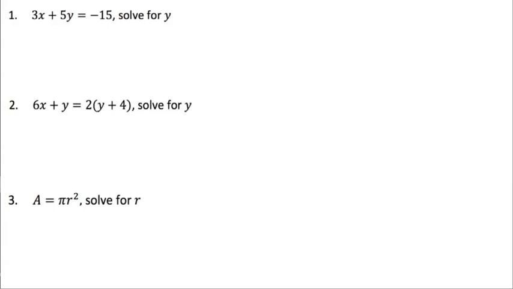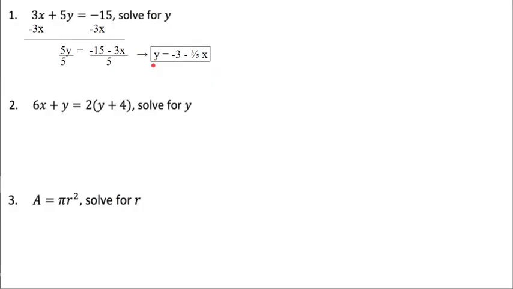Alrighty, welcome back. Let's go through these problems together now. So for problem number 1, our goal again is to isolate y. So let's start by moving the 3x to the other side of the equation. To do this, we'll subtract 3x from both sides, and making sure that we don't alter the equality, we'll get 5y equals -15 minus 3x. From there, all we need to do is divide everything by 5, and we'll get y equals -3 minus 3/5 x, and thus we've solved for y.